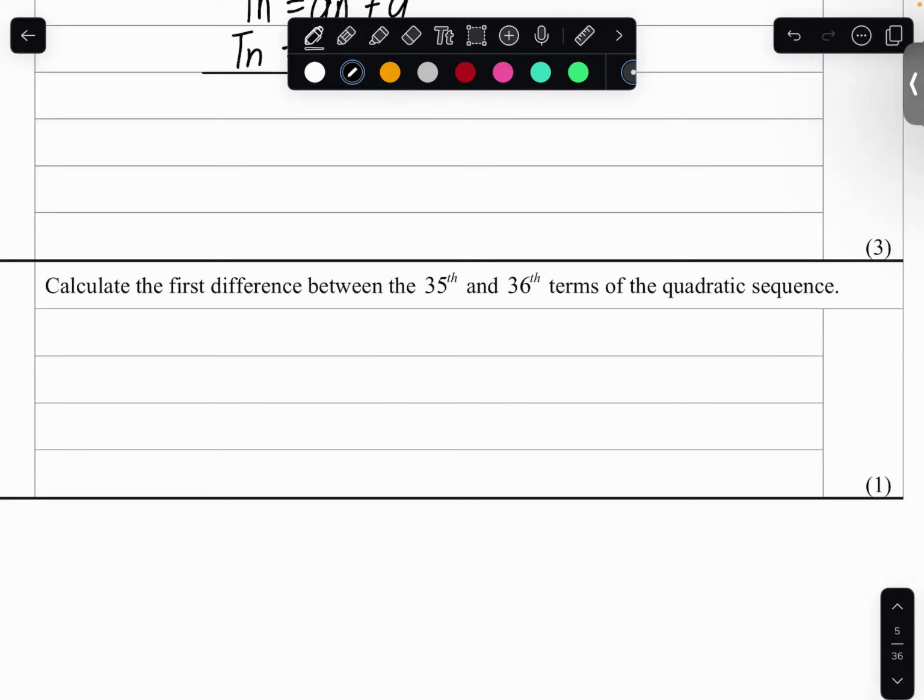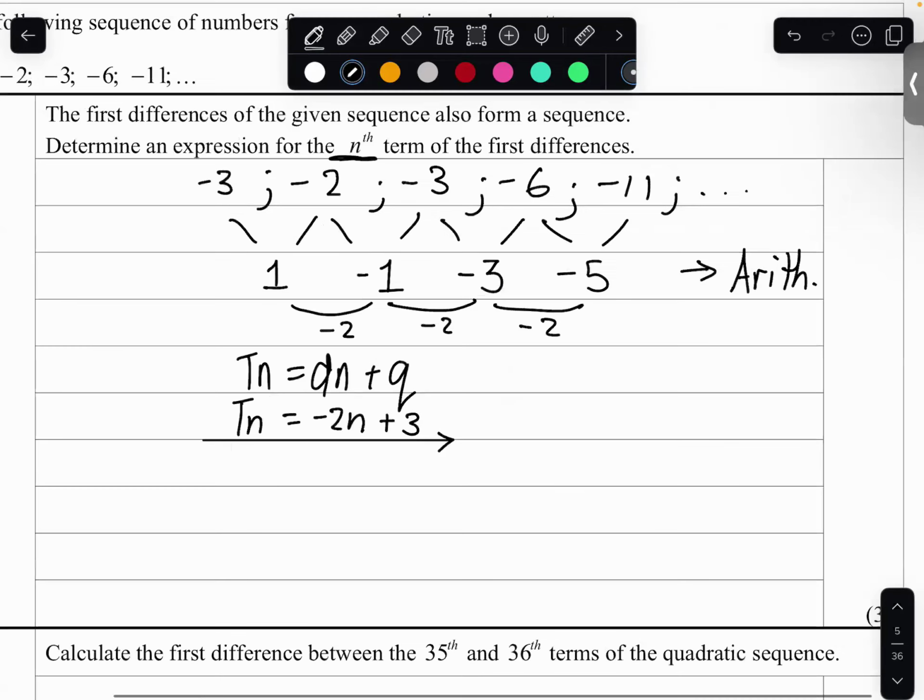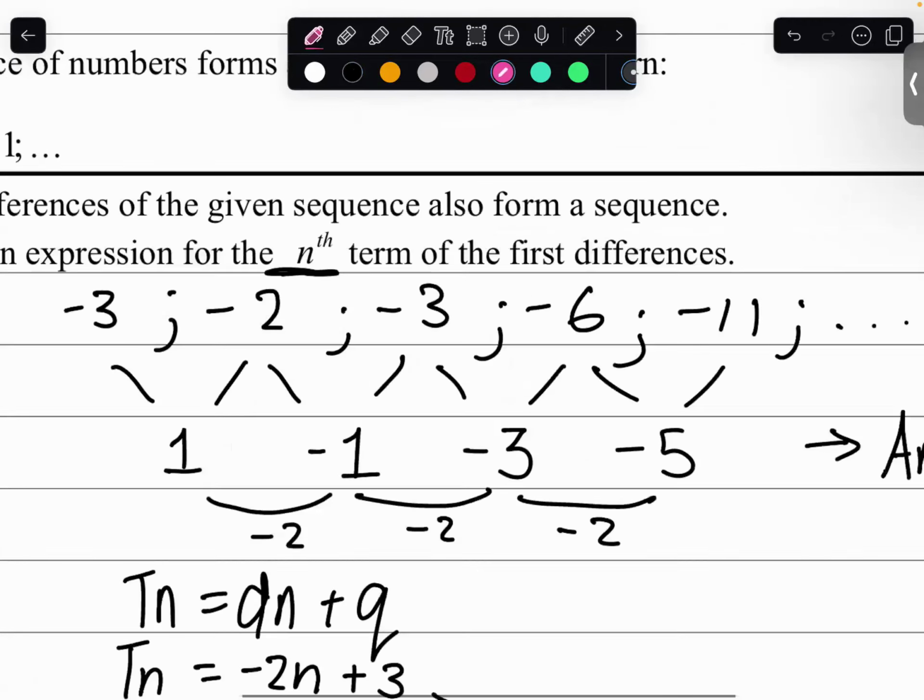All right. Calculate the first difference between the 35th and the 36th term of the quadratic sequence. So remember I taught you this theory. I said if you have T1, T2, T3, T4, T5 of the quadratic pattern, between T1 and T2 of the quadratic lies T1 of the arithmetic. Between T2 and T3 of the quadratic lies T2 of the arithmetic. Between T3 and T4 of the quadratic lies T3 of the arithmetic. Between T4 and T5 of the quadratic lies T4 of the arithmetic.